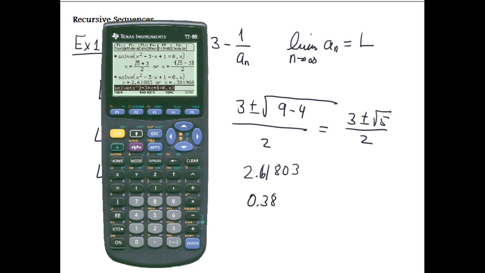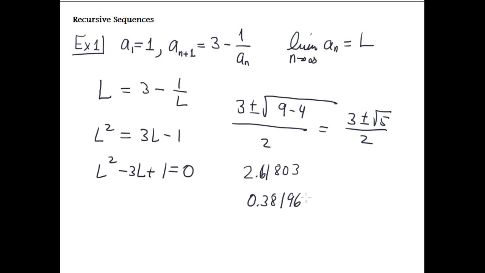1966. It's obvious that this value is not it, but this value is the answer. So this is the limit. Exactly the same as we did in the spreadsheet Excel. Okay.